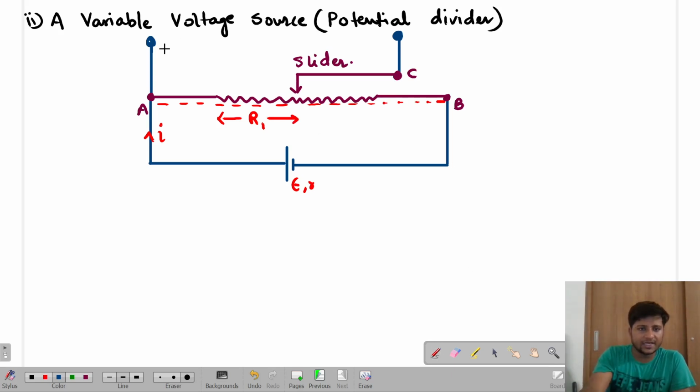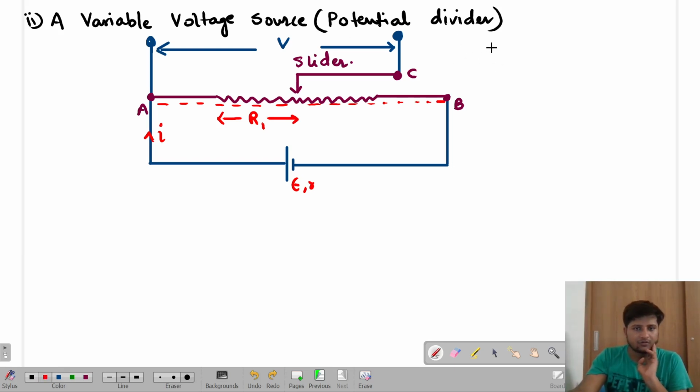So therefore, wherever the slider points out, till that only I can count my potential. You will not consider the other part. Got it? So let's suppose I call it V. So the slider behaves like a voltage divider, and therefore the formula of this voltage is given as I into resistance R1. Valid or not?